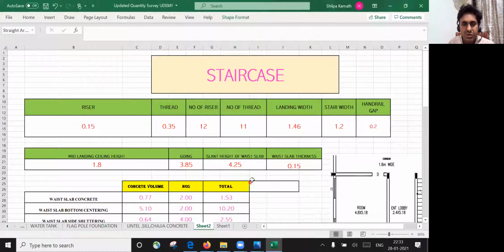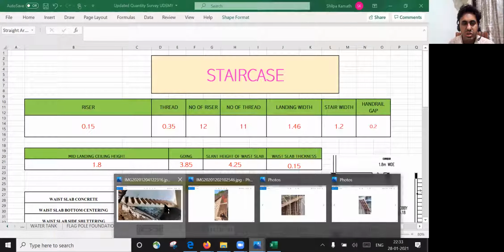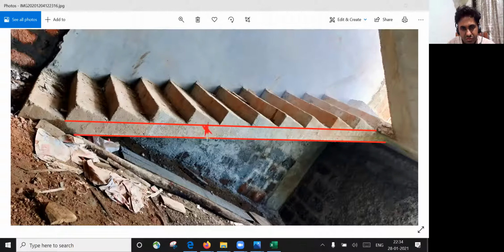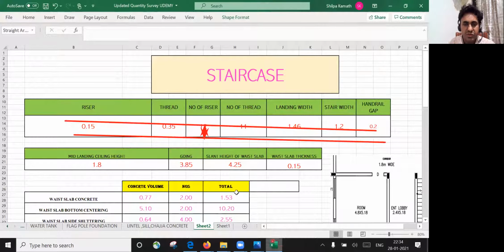Now coming to the waist slab thickness. I already mentioned the thickness of the waist slab we have seen. Usually we keep it as 150. One thing we need to remember: the waist slab is only from here. You can see this is my waist slab, only this thickness, and this is called the waist slab. This is 150. You should not count this part; it will come under the steps, and we are going to count it separately. As of now, this thickness is 150 mm, which is why I've written 150 mm here.